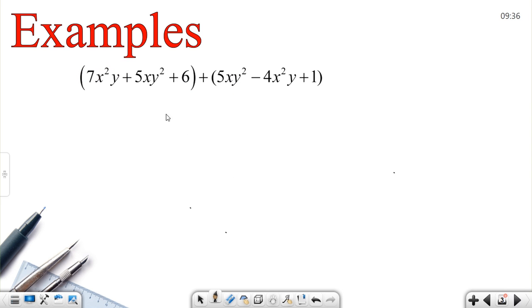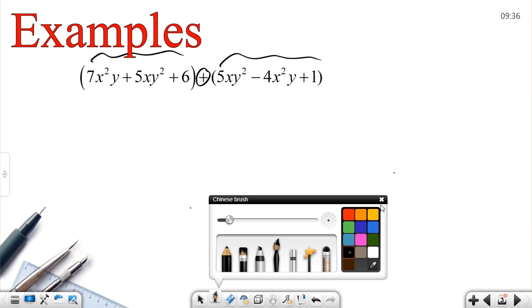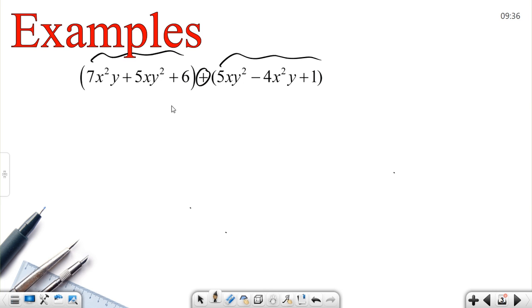Let's see the second example. Again, there are two expressions, the first one and the second one. So directly you can ignore the parentheses because it's addition. The second algebraic expression is all positive. You will see when we come to subtraction what the difference is. But let's continue now. Let's decide the like terms first.